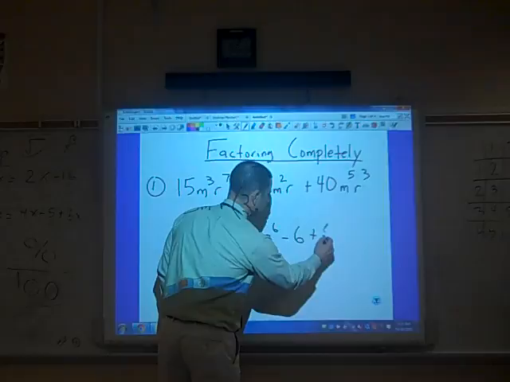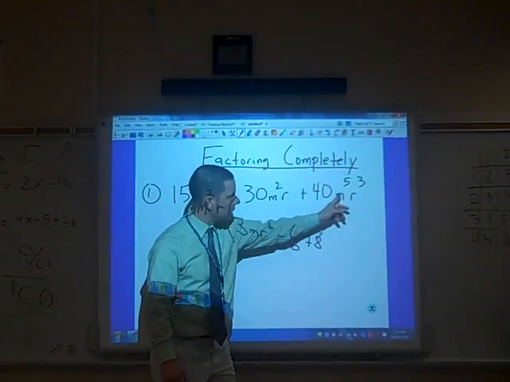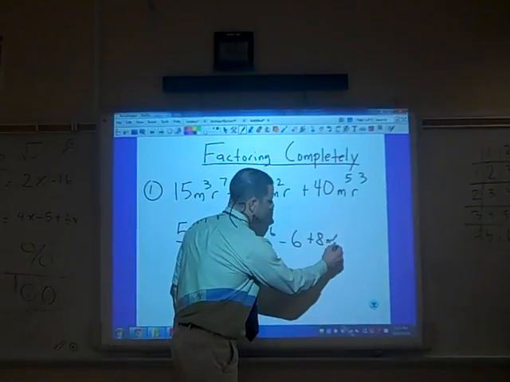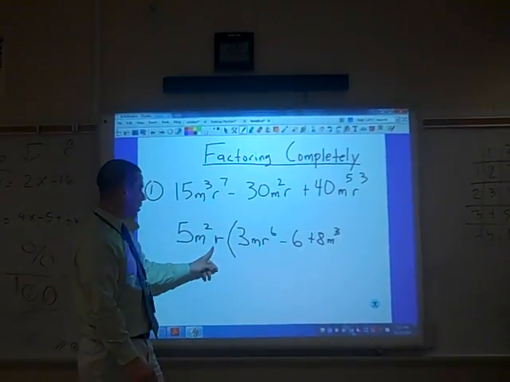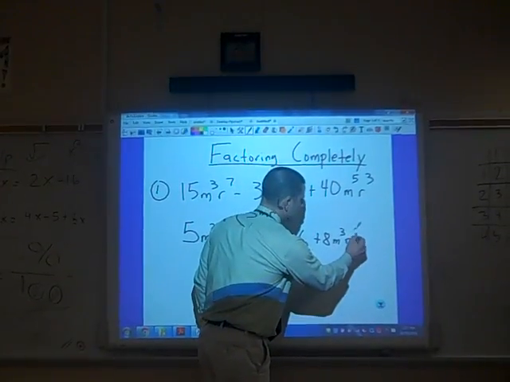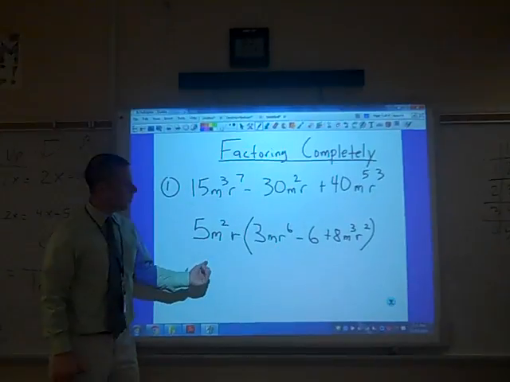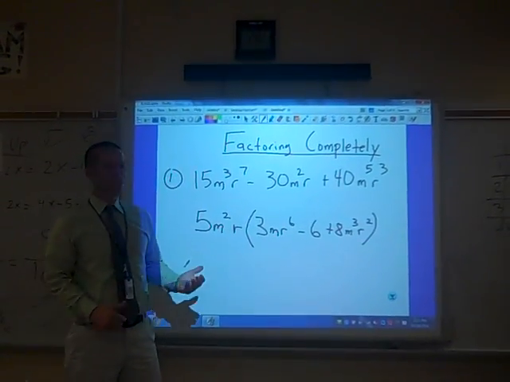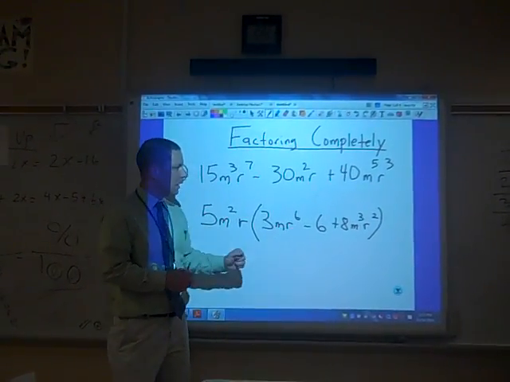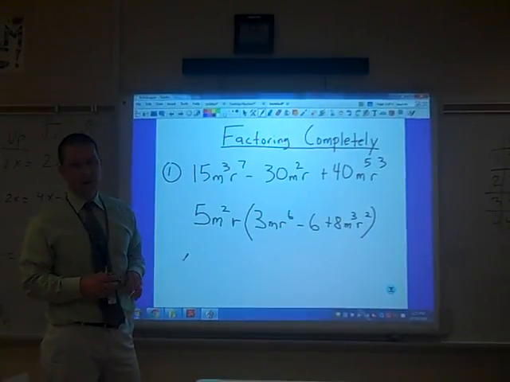That's 8. And m squared times what here would give us m to the 5th? That would be m cubed. And r times what would give us r cubed? That would be r squared. So we factored out a GCF. We need to take a look at what we've got and see if there's anything else that can be factored out, if there's another way to factor this trinomial any further, and in this case there's not.